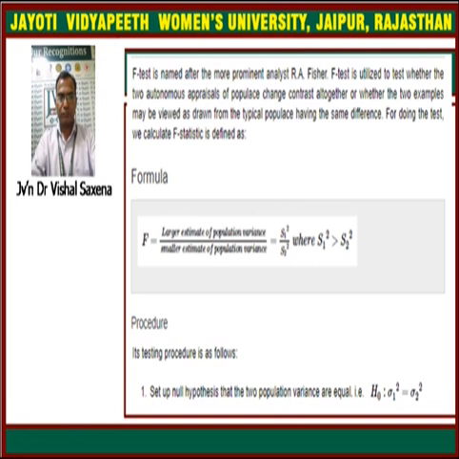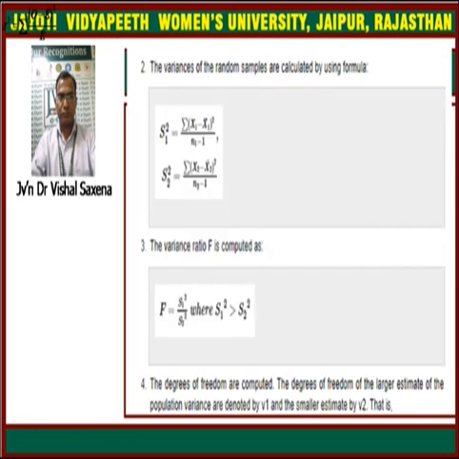First point, set up the null hypothesis that the two population variances are equal, that is H0: sigma 1 square equal to sigma 2 square. Second point, the variances of the two random samples are calculated by using the formula S1 square equal to summation (x1 minus x1 bar) whole square upon n1 minus 1, and S2 square equal to summation (x2 minus x2 bar) whole square upon n2 minus 1. Third point, the variance ratio F is computed as F equal to S1 square upon S2 square, where S1 square is greater than or equal to S2 square.